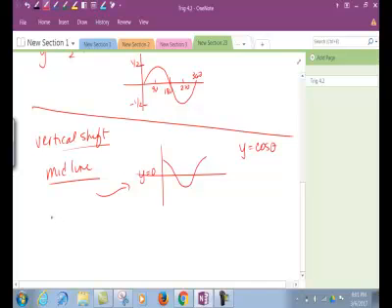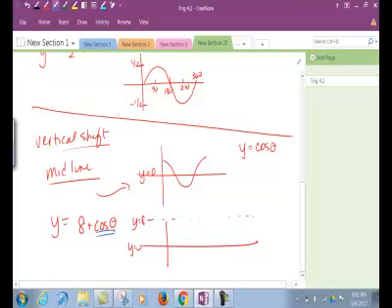So let me show you what I mean. If I have y equals 8 plus the cosine of theta, all right? Instead of y equals 0, we're going to put a new midline in at y equals 8. And so then we're going to graph the cosine of theta. Everything else is the same.